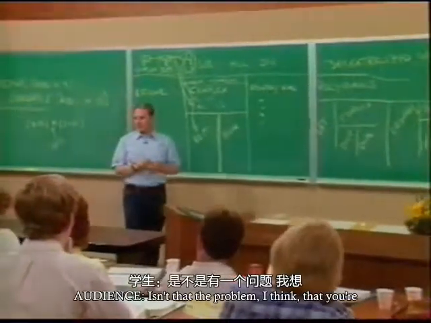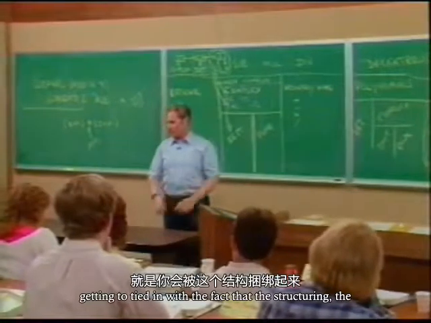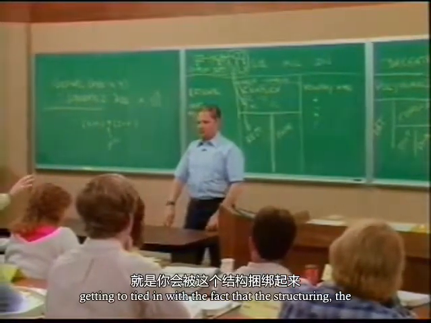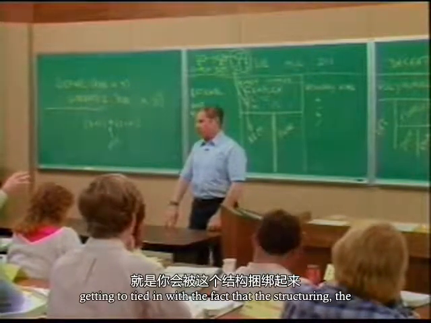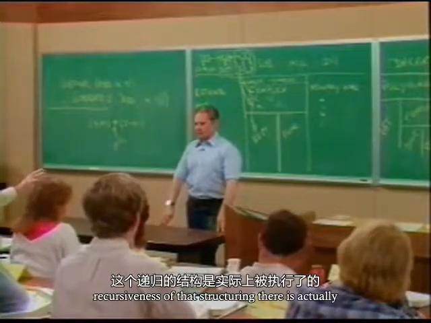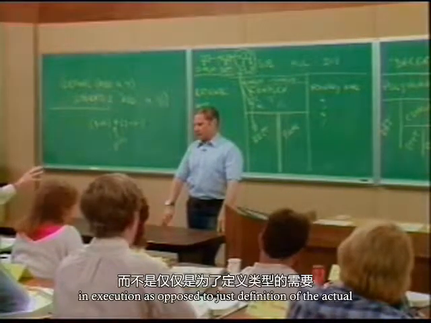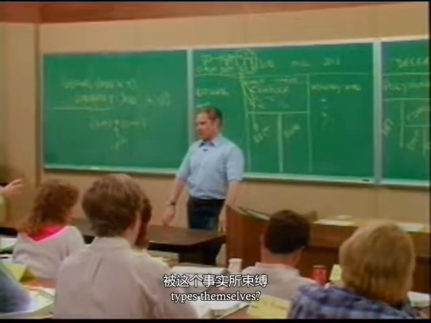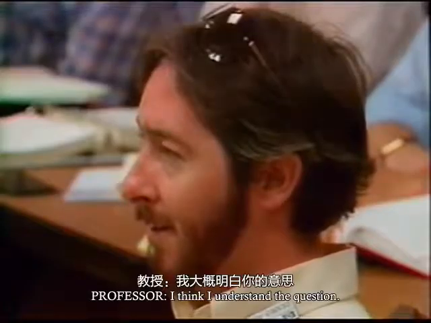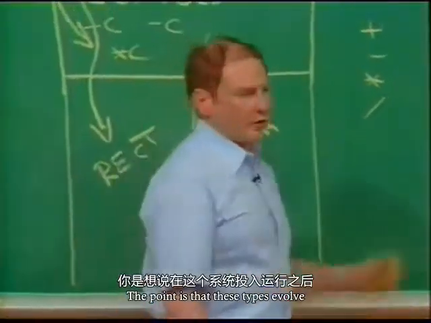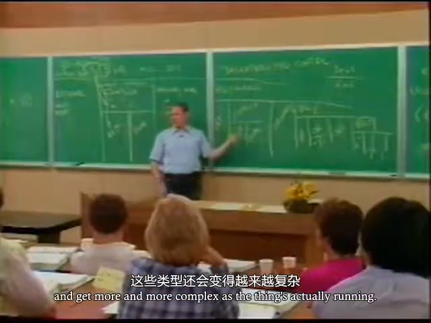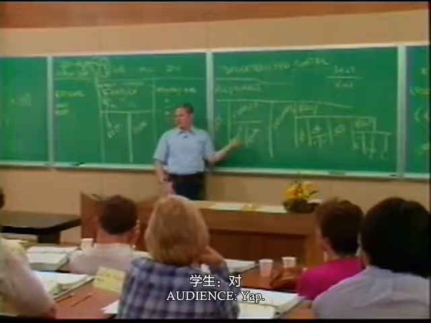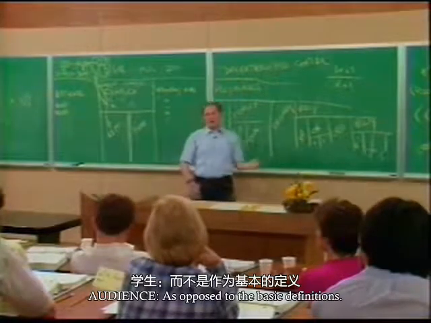Isn't that the problem I think you're getting to, tied in with the fact that the structuring, the recursiveness of that structuring, is actually in execution, as opposed to just definition of the actual types themselves? Let's see, I think I understand the question. The point is that these types evolve and get more and more complex as the thing's actually running. Yes, as it's running. The point is there's not the basic definitions.